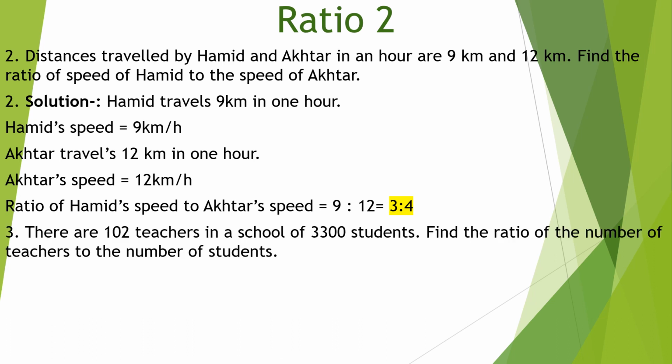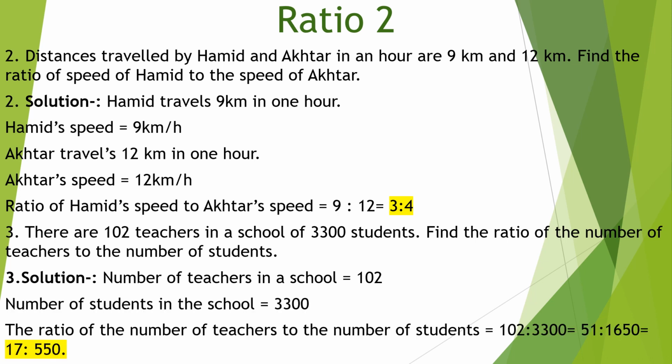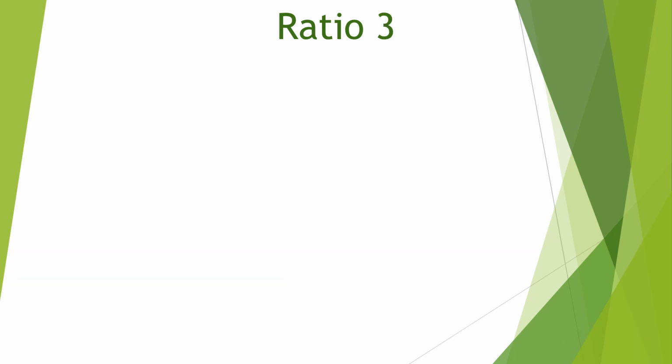Now let us take a school in which there are 102 teachers and 3,300 students. We have to find the ratio of the number of teachers to the number of students. Now this is 102 upon 3,300. On simplification, it comes out to be equal to 17:550.